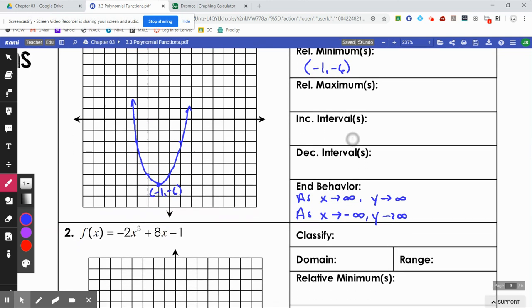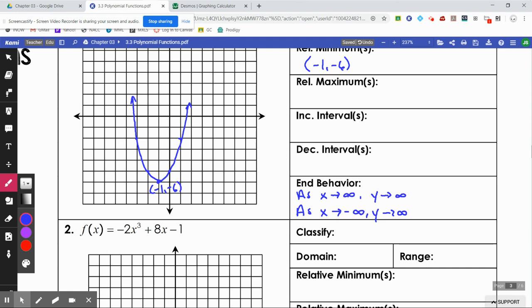So therefore, for our increasing and decreasing intervals, we start our graph from left to right decreasing, and we decrease from -infinity up to that -1 value. And then we start increasing, and we increase for the rest of our graph.